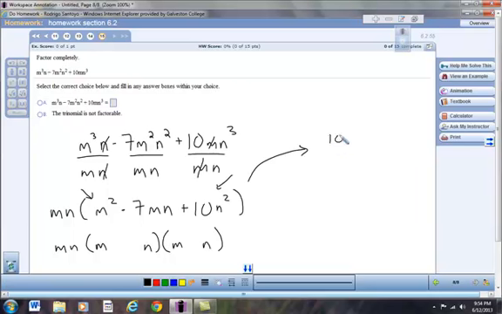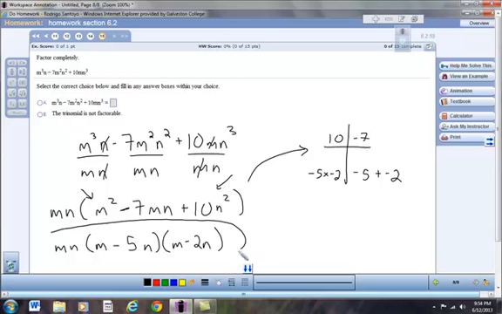And now all we got to do is make our table. We got 10, and we want to get negative 7. So we see that negative 5 times negative 2 gives us negative 10. And we see that if we sum those, we get negative 7. So we just put negative 5 here and negative 2 there. And our work here is complete. So that is 6.2.